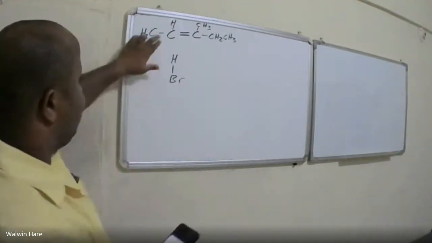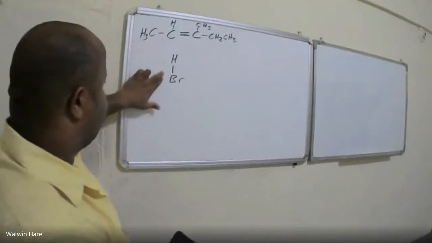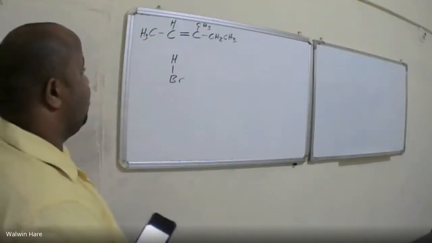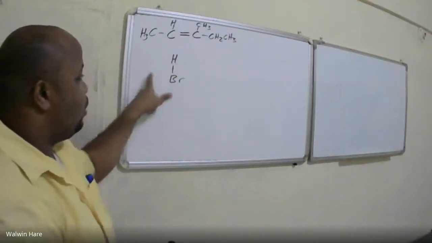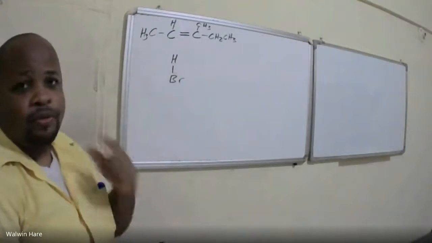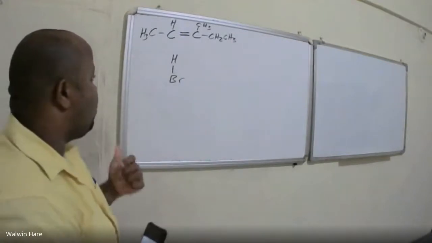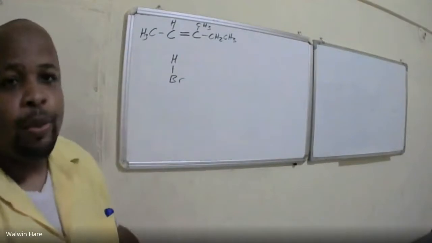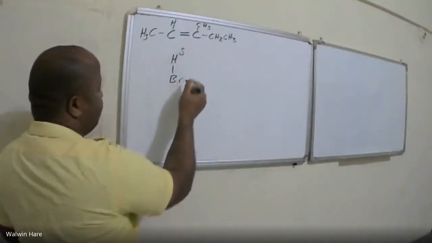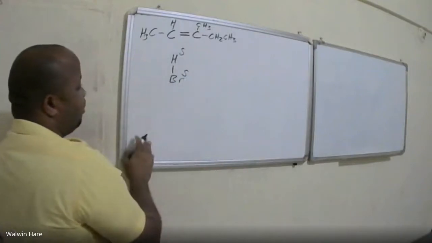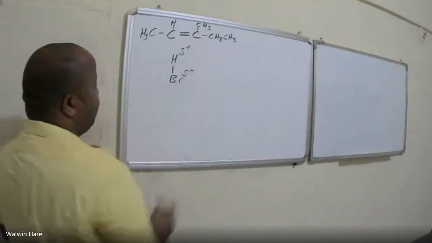Alright, so here we have the alkene and the HBr. So first let's look at the HBr molecule. It is what? I'm looking for a word that starts with P. Polar. That is correct. So therefore the hydrogen should be slightly positive, and the bromine is slightly negative.